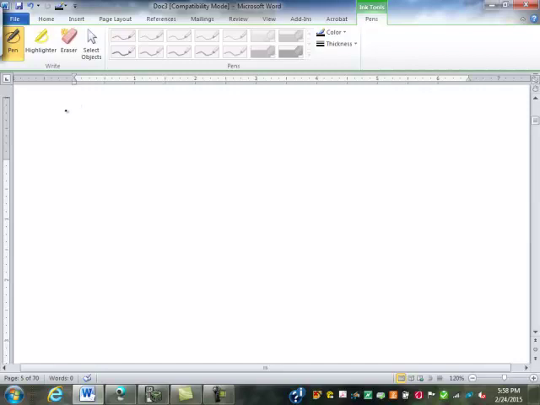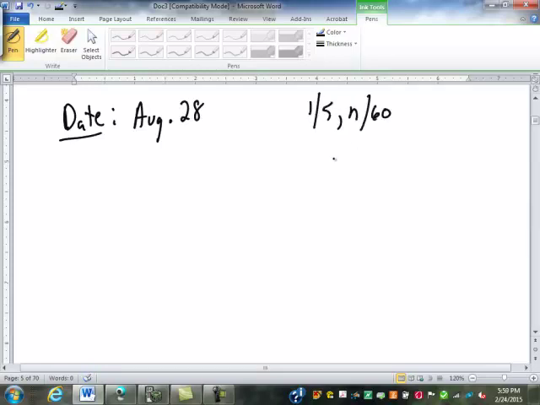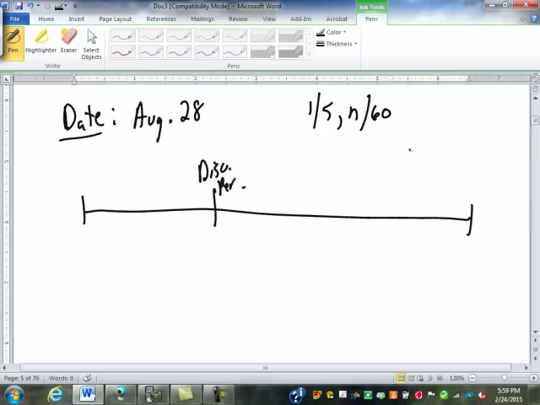Okay, so let's have you guys try one. An invoice that is dated on August 28th, and it is listed as a 1.5 net 60. I want to know what is the end of the discount period and what is the end of the credit period.